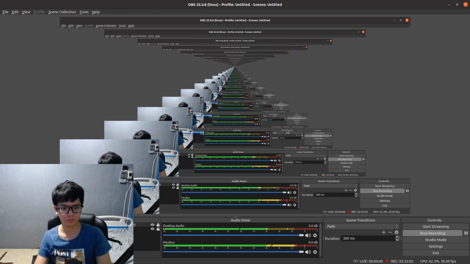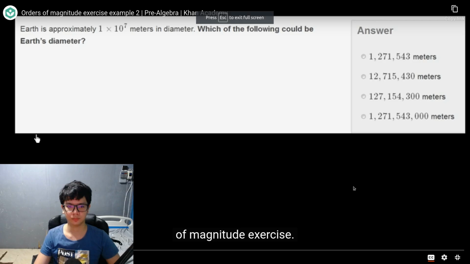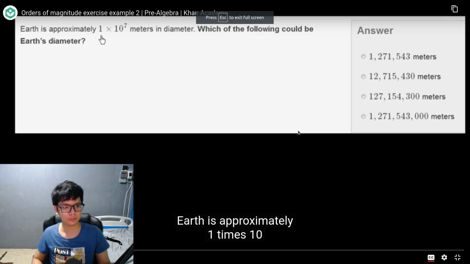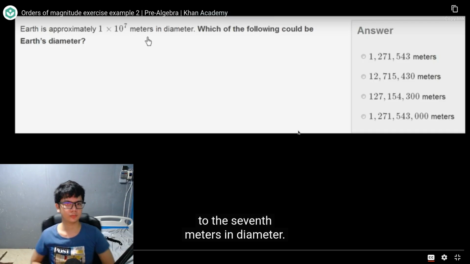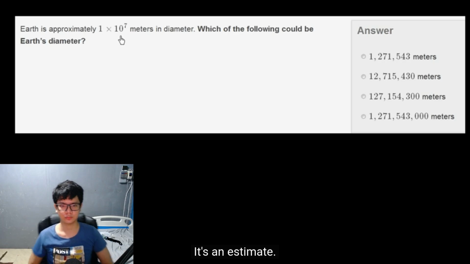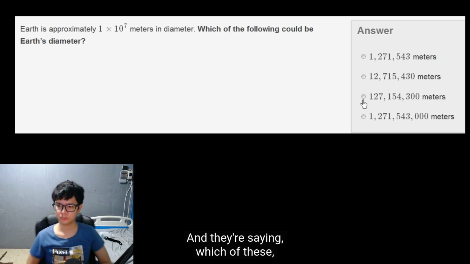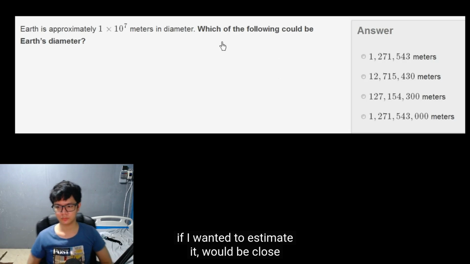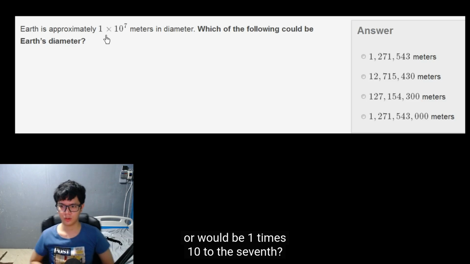Let's do a few more examples from the orders of magnitude exercise. Earth is approximately 1 times 10 to the 7th meters in diameter. Which of the following could be Earth's diameter? So this is just an approximation. It's an estimate. And they're saying which of these, if I were to estimate it, would be close to 1 times 10 to the 7th.